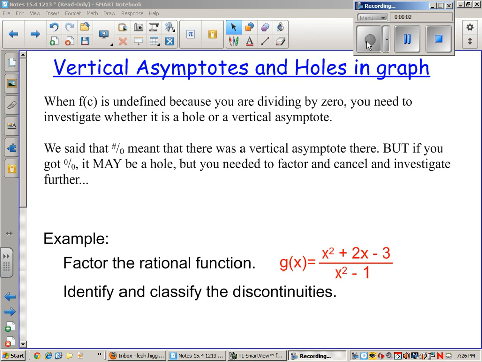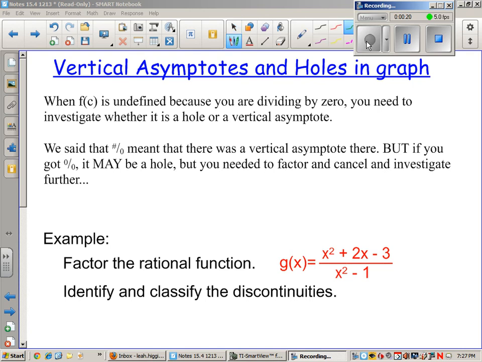All right, so here's our recap, okay? F of C is undefined because when you're dividing by 0, you need to investigate whether there's a hole or an asymptote, right? If you get F of C and you're dividing by 0, there's two possibilities, right? It's either a hole or a vertical asymptote.